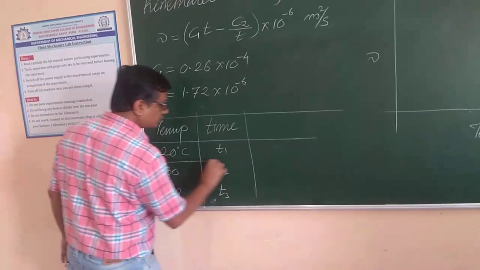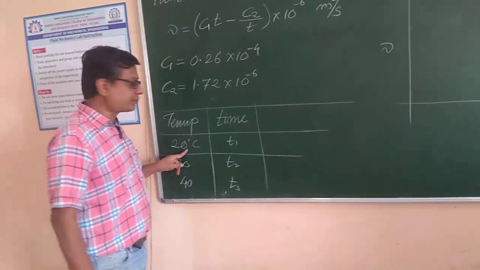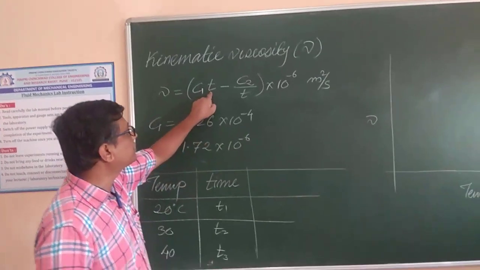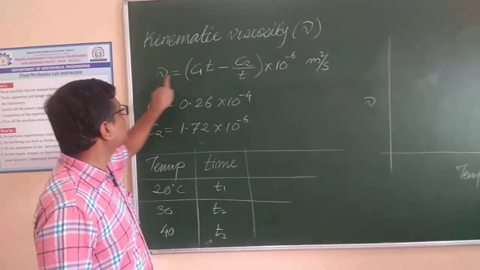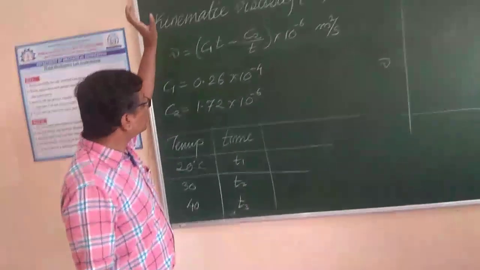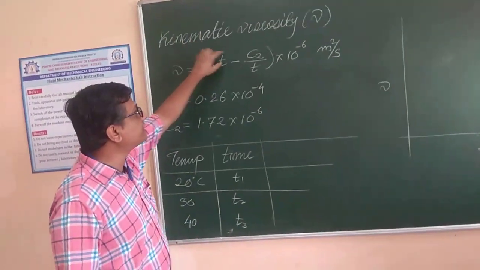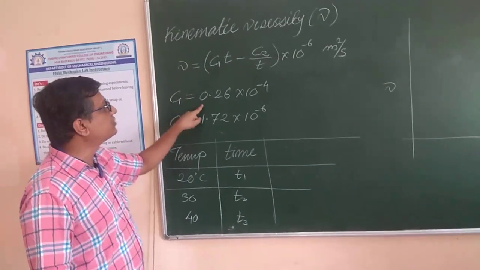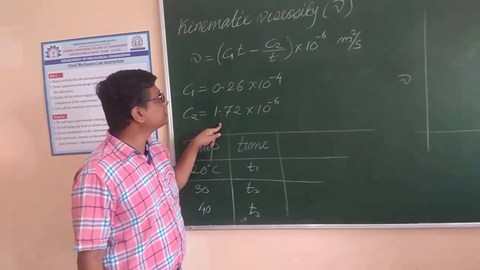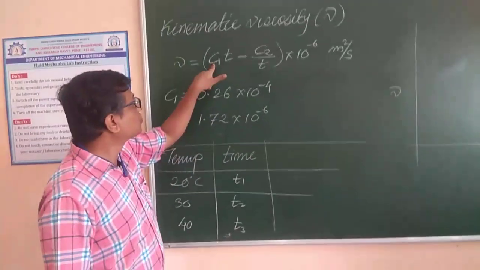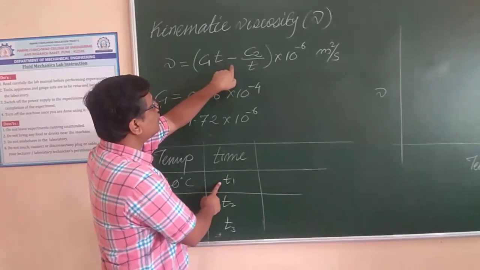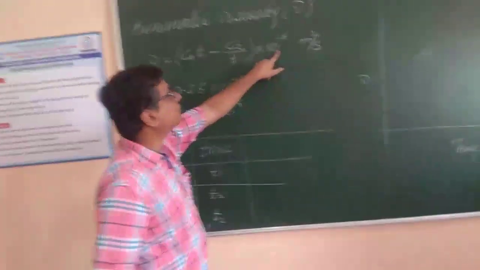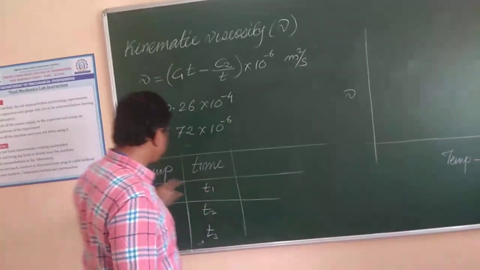And corresponding to this temperature and this time, just put this value of time T1 into this equation at the place of t, and you will get the kinematic viscosity nu. I forgot one thing to tell you, that C1 and C2 are two constants whose values are given by Redwood, and these values are over here. They are simply constants. You need to simply follow the constant C1 multiplied by that time T1, minus another constant C2 divided by the same time T1, into 10 to the power minus 6, and that will be the kinematic viscosity at this temperature.